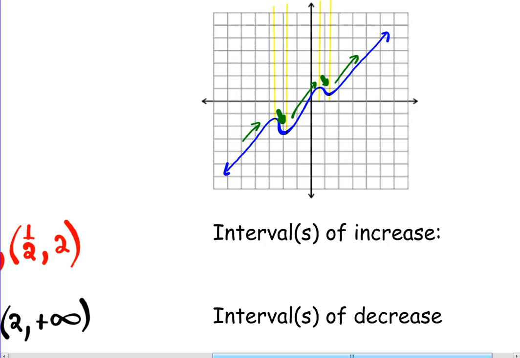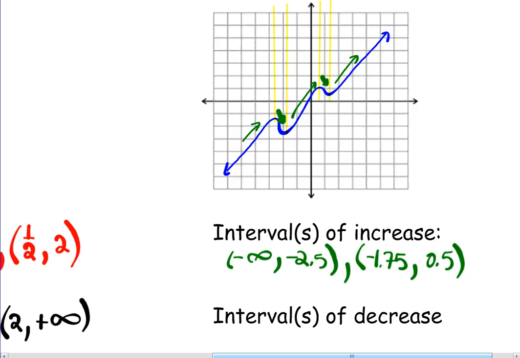So my increase is where I'm going uphill. I go from negative infinity to my first yellow line, which is my bump, looks to be -2.5. And then starting at my next bump, which is about -1.75, to my next ending of the uphill, which is about 0.5. And then at 1.5, I go on to positive infinity. There's my intervals of increase.